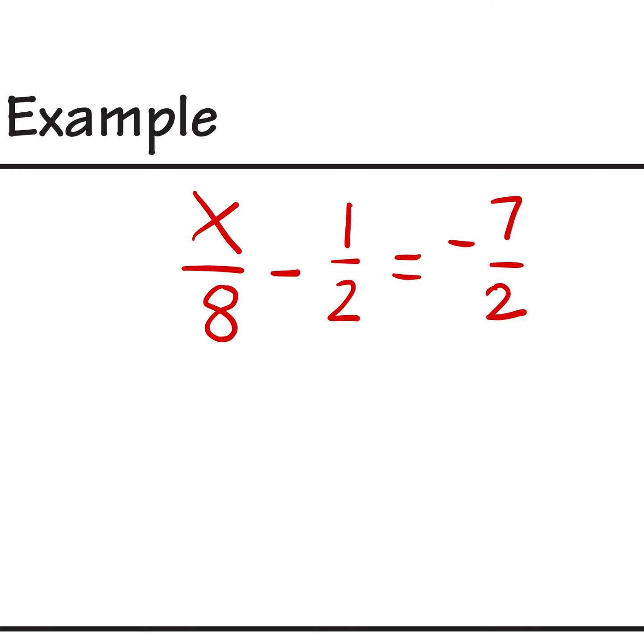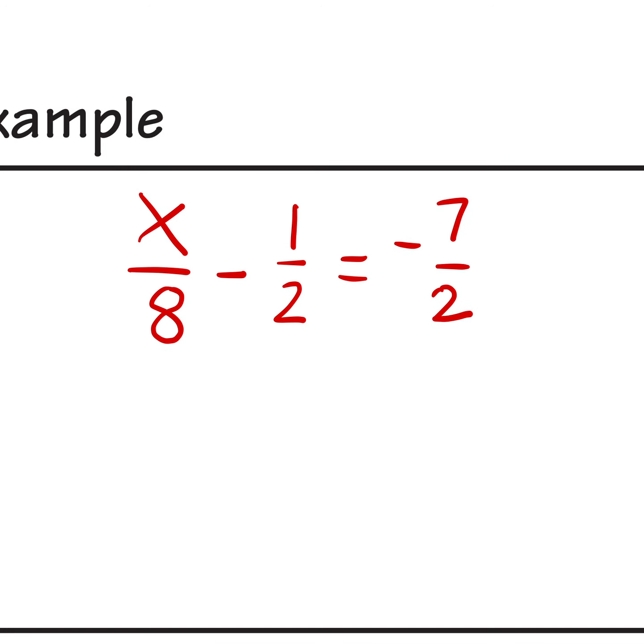x divided by 8 minus half equals negative 7 halves. Now the first thing I've got to do is not my division problem. I have to get rid of the subtraction problem because reverse order of operations says subtraction would come before division. How do I get rid of minus half? Well, the opposite of that would be to add 1/2 to both sides of the equation.